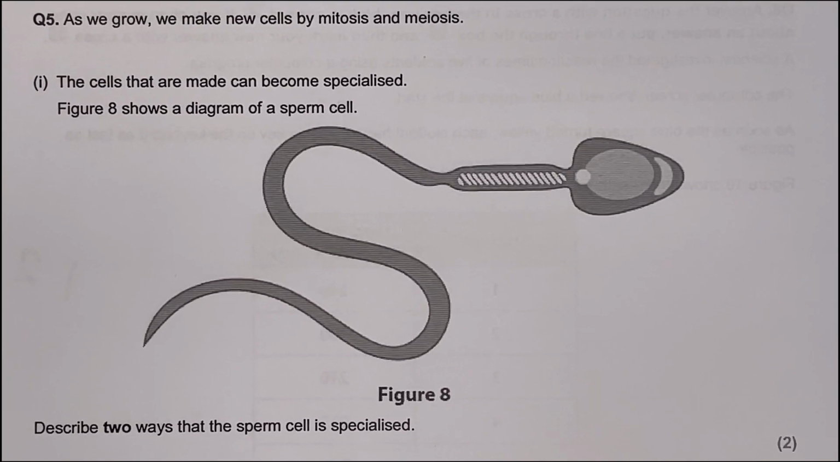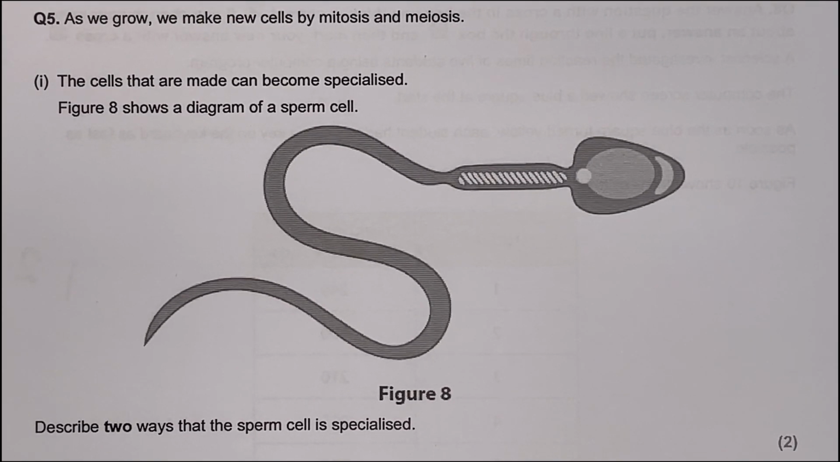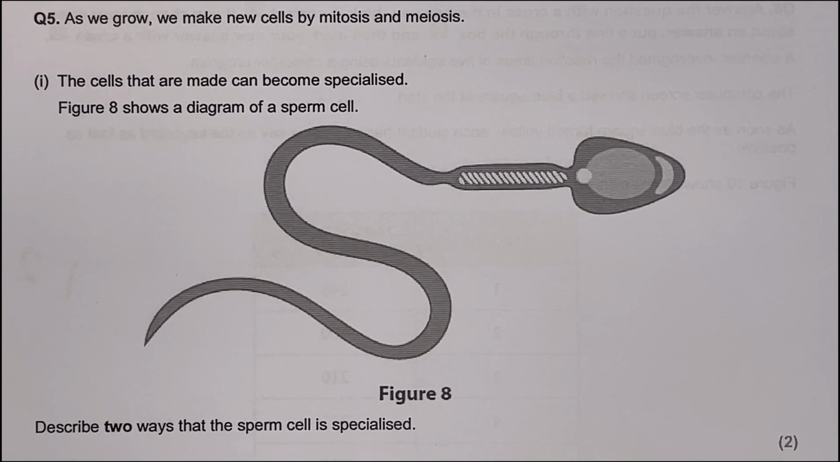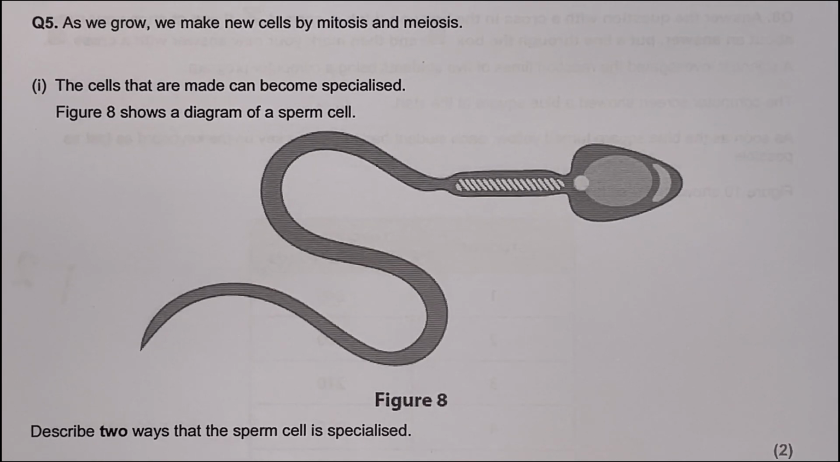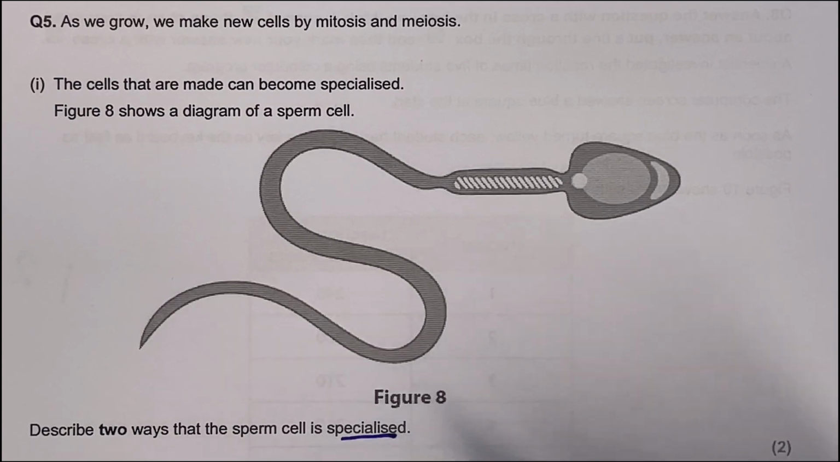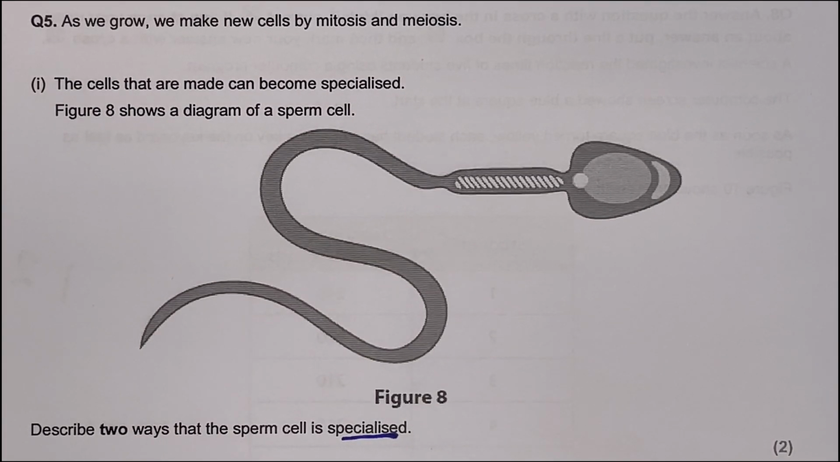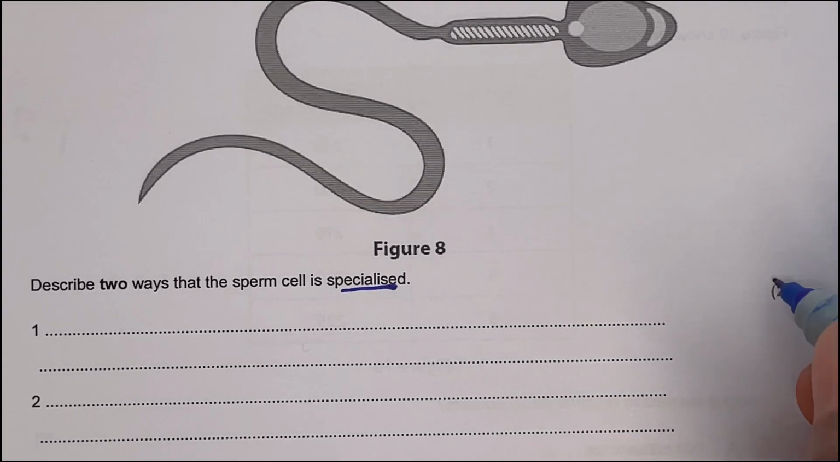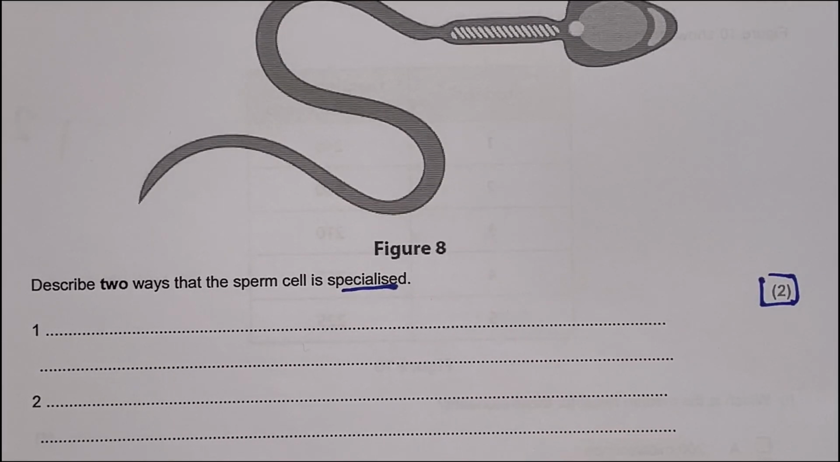As we grow, we make new cells by mitosis and meiosis. The cells that are made can become specialized. Figure 8 shows a diagram of a sperm cell. Question: describe 2 ways that the sperm cell is specialized. Step 1. How many marks is the question? 2 marks. And of course, we can clearly see 1, 2. Gets me 1 mark each.